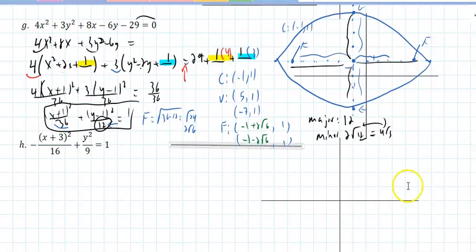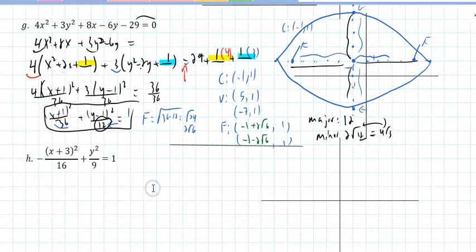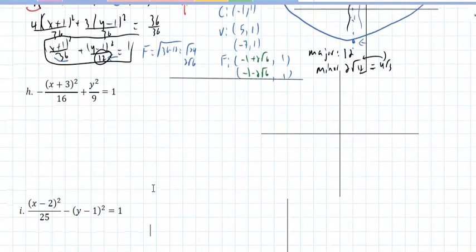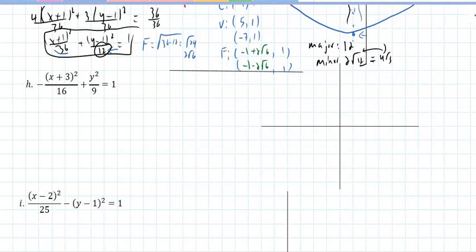Okay, continuing on. Now we're looking at, again, it's up to you. I'm going to do this two ways. I'm going to say, assume we had negative x squared over 16 plus y squared over 9 equal 1.